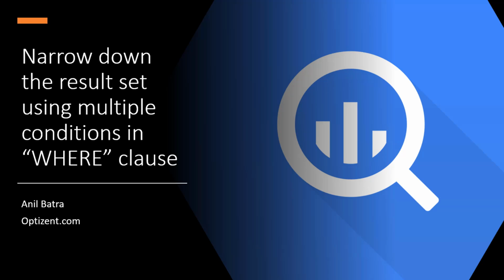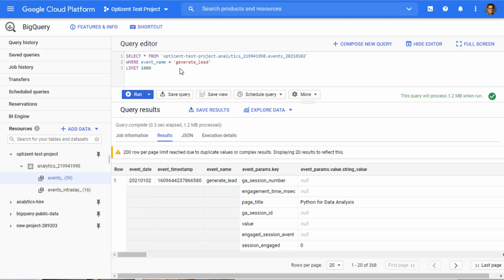In the previous video, we looked at how to use a where clause to narrow down your search results. However, we looked at a very simple use case where we used only one condition in the where clause. In most of your real cases, you'll need to narrow down your search results based on multiple conditions. In this video, I will show you how you can use two most commonly used operators, AND and OR, to add multiple conditions in the where clause. So let's go to BigQuery and see this in action.